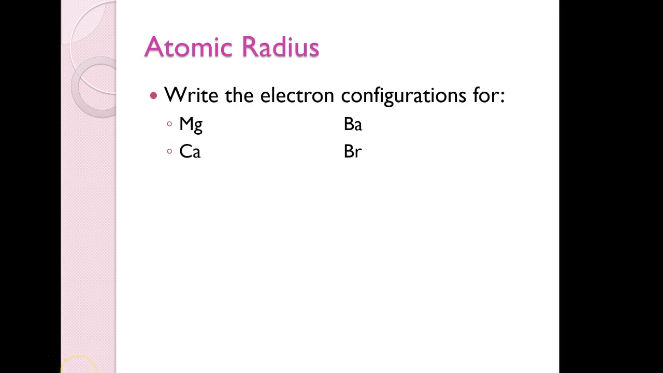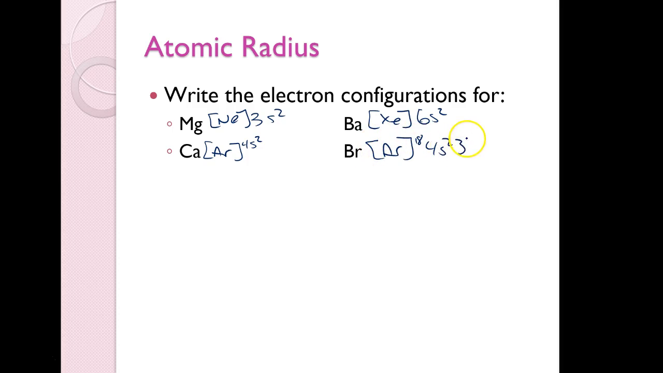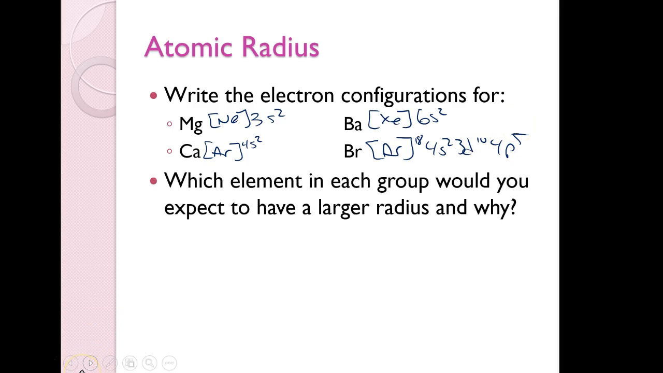So the way it works, if you wrote the electron configurations for these guys, magnesium is neon 3s2. Barium is xenon 6s2. And if I had to compare the radius for those guys, okay, there's a big difference. Calcium is argon 4s2. Sorry, I didn't mean to write that so small. And this is argon 4s2, 3d10, 4p5. So now we're going to compare the radius for these guys. Which element in each group would you expect to have a larger radius and why?